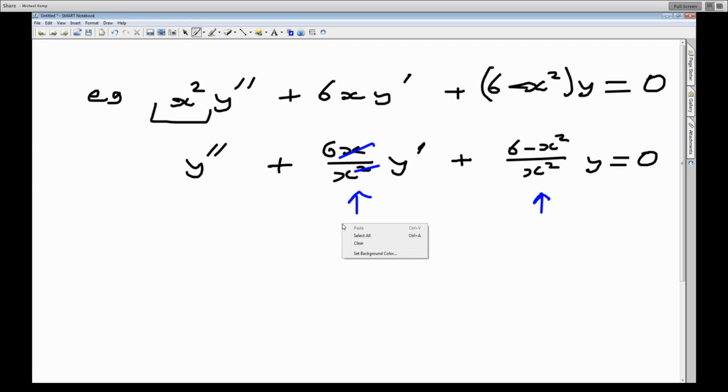Now, if they're really badly undefined, then the function might be really badly defined at x equals 0. There's just no point trying to work out what it is around it. But in some cases, you can recover a nice answer.